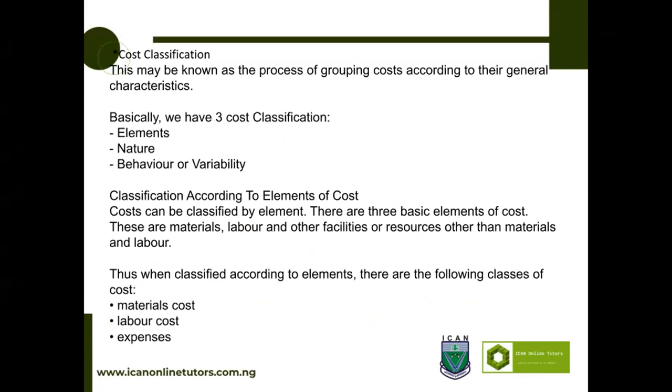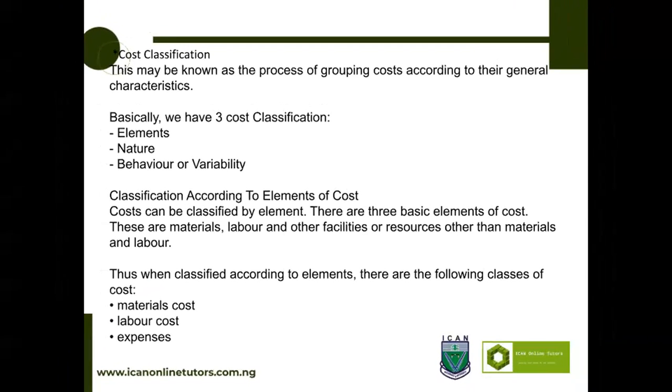And for cost classification, that is when we classify costs according to the characteristic, or according to the element, or according to the nature. I'm summarizing everything because they are what you will still get alongside when we are discussing other elements under cost accounting. Along the line, you will get it.